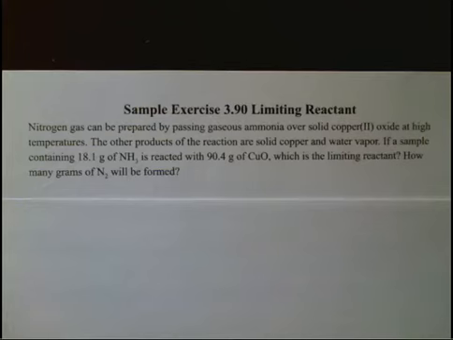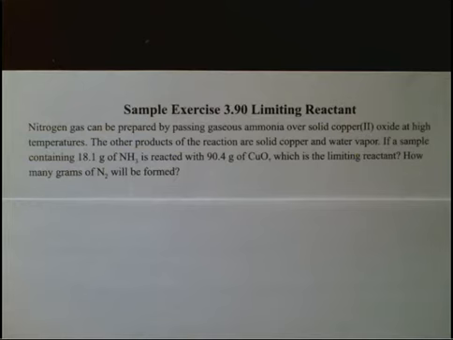Alright, AP, this is sample exercise 3.90. We're talking about limiting reactants. Nitrogen gas can be prepared by passing gaseous ammonia over solid copper(II) oxide at high temperatures. The other products of the reaction are solid copper and water vapor.